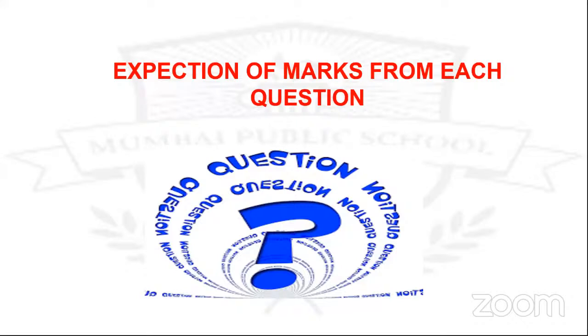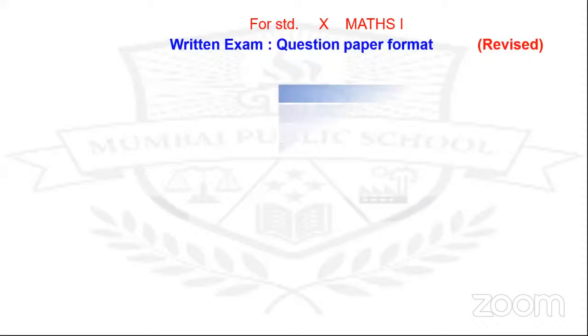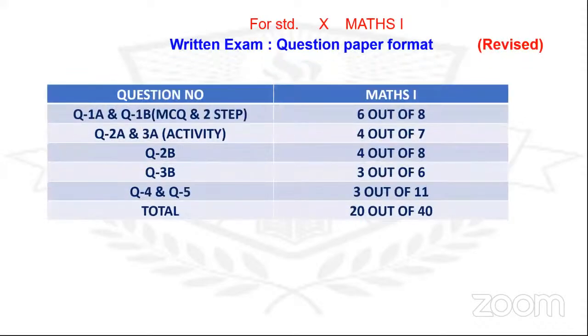Expectations of marks from each question. Let's check. Now here, check what you expect. For all the students, I want them to at least get 20 marks. For each student, at least minimum, my child should get 20 marks. And this is how I'm expecting it from you all. Check from question number 1. I'm expecting that you all get 6 marks. Question number 1 is of 8 marks, but I'm expecting you all to get 6 marks.